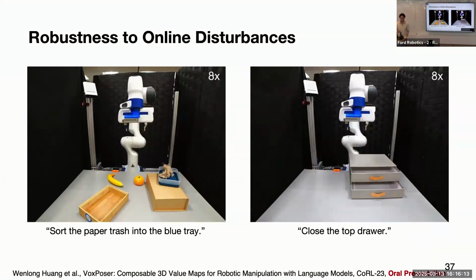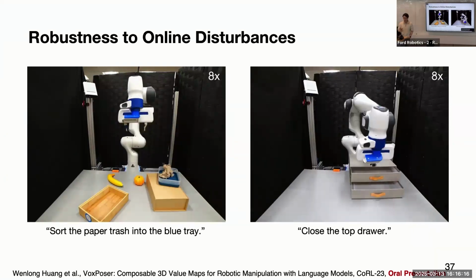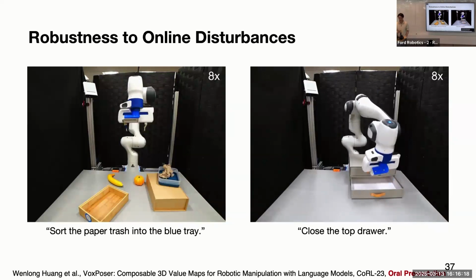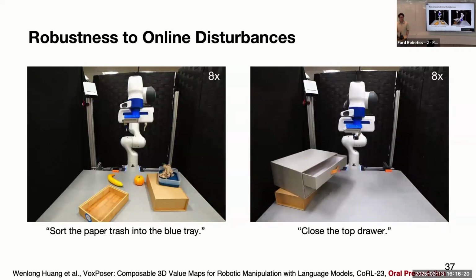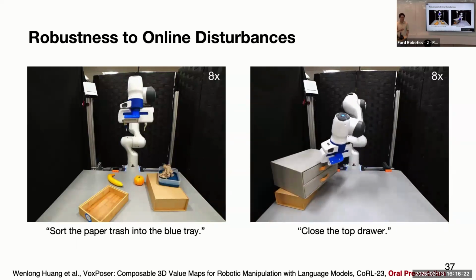The right example is to close the top drawer. After the robot closes the top drawer and the humans come in again and mess up the environment, the robot knows the drawer is still open and is able to go there and close the top drawer.